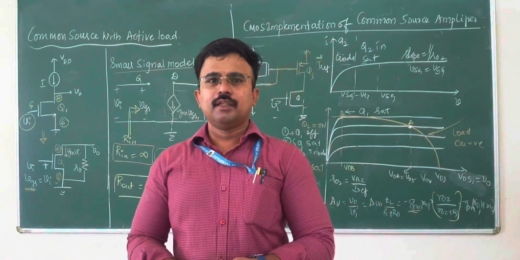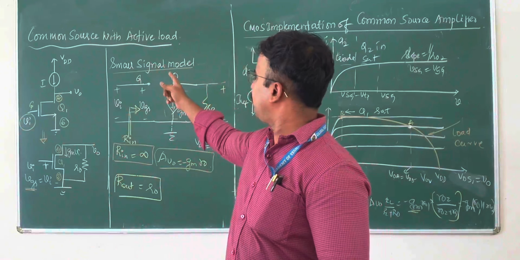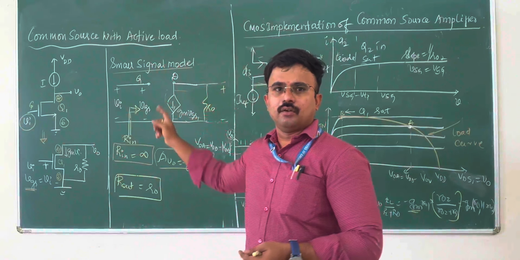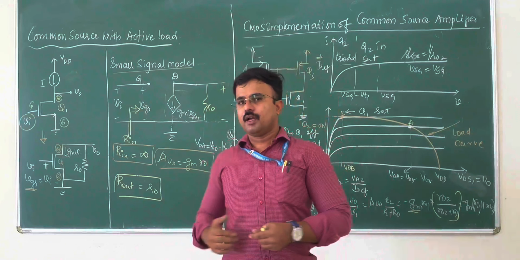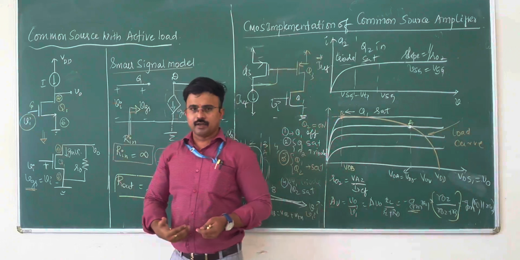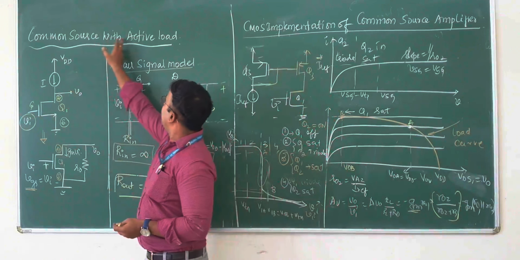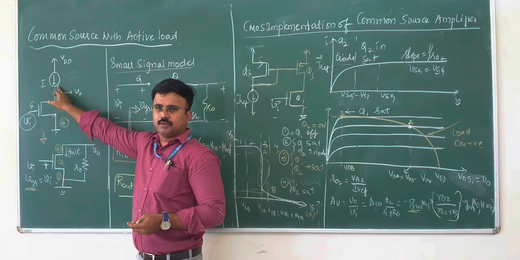In today's class, we'll be discussing a common source amplifier with active load. In the previous session, we discussed a common source amplifier with a passive load. A passive load, in the sense, resistors were used. Now, the name active load indicates a current source to be used.